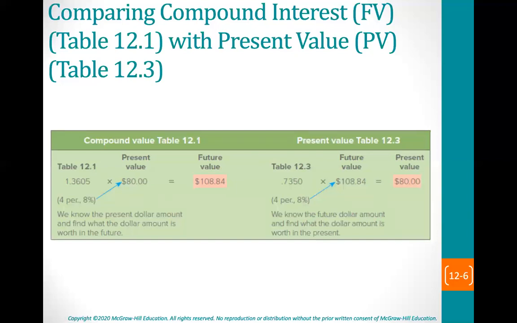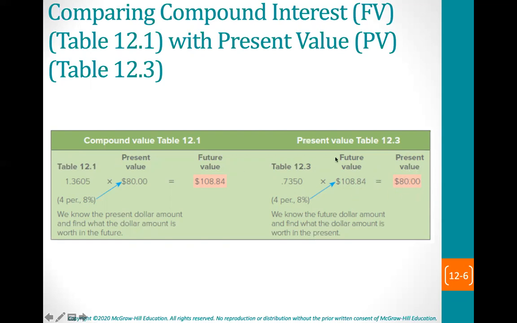So using the compounding table 12.1, we had 4 periods at 8%. We had a present value of $80. Our table lookup was 1.3605. So we said our future value was $108.84. We can check this by saying, okay, well, we know our future value is $108.84. Our table lookup with 4 periods at 8% is 0.7350. 0.7350 times 108.84 gives us a present value of $80.